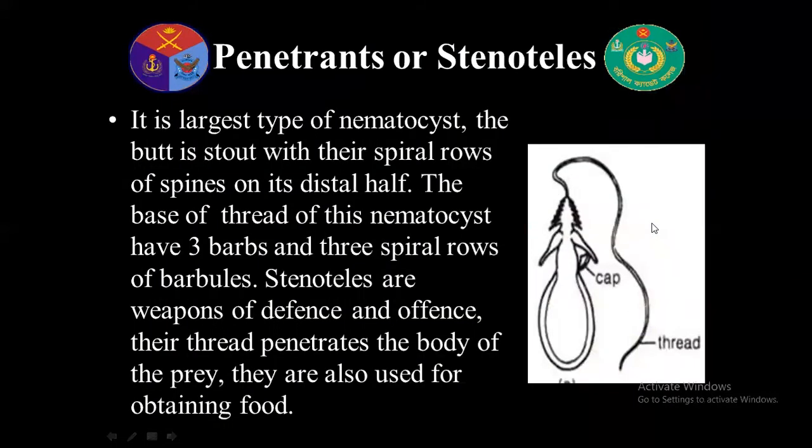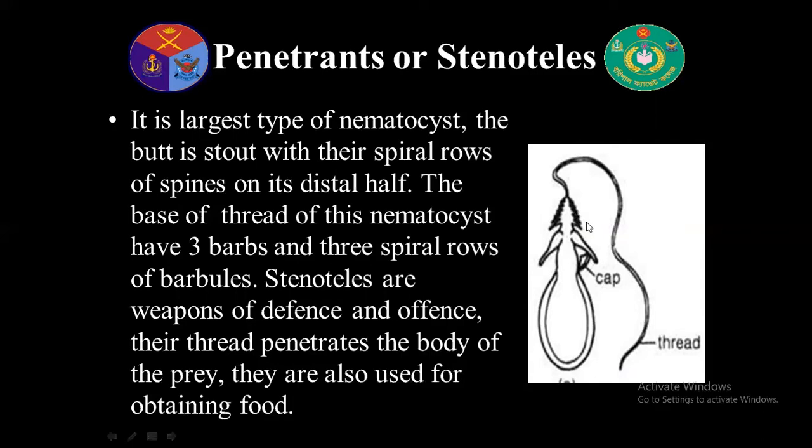Penetrant or stenotele, same name. It is the largest type of nematocyst, so this is the figure of the penetrant or stenotele. The bud is stout with spiral rows of spines on its distal half. This is called the bud. The base of the thread of this nematocyst has three buds. These are three big spines called buds, and three spiral rows of small spines are present, called barbules.